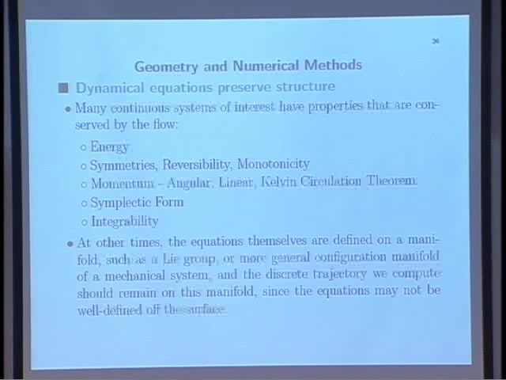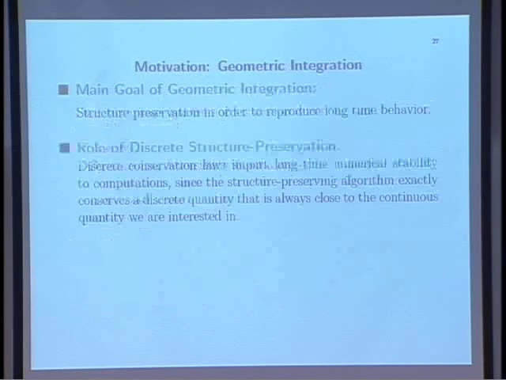If you're doing fluids, there are things like the Kelvin circulation theorem, which come from particle relabeling symmetry. If you're working in Hamiltonian systems, then you have a symplectic form. If you're interested in integrable systems, you might want to preserve integrability as well. Other times, the equations themselves evolve in a nonlinear space. As an example, if you wanted to look at rotational dynamics of a rigid body, then really this is something in the rotation group, and the rotation group is a nonlinear space. So the question is, how do you do numerics on this so that it stays in these nonlinear spaces as well?